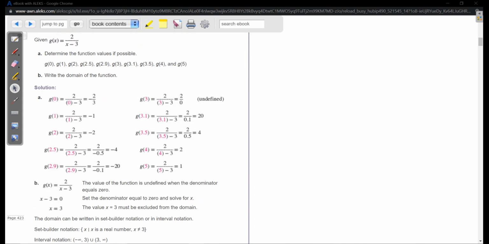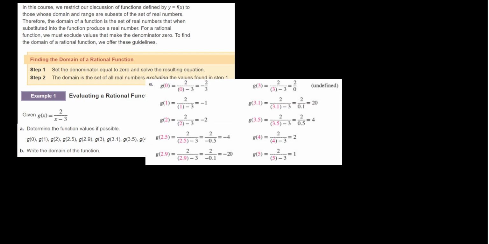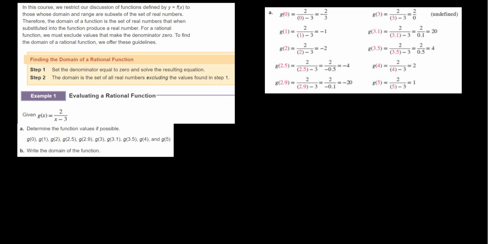This is all calculator work, but I'm going to snip part A anyway, because it is a lot of computation, just plug and chug. Given g of x is equal to 2 over x minus 3, let's determine the function values if possible. So this says g of 0, g of 1, g of 2, g of 2.5, g of 2.9, and so forth. All we're doing is plugging these numbers in parentheses in for x.